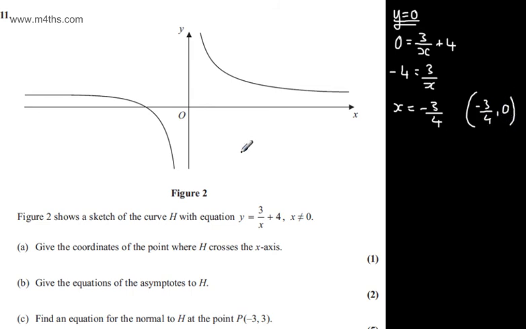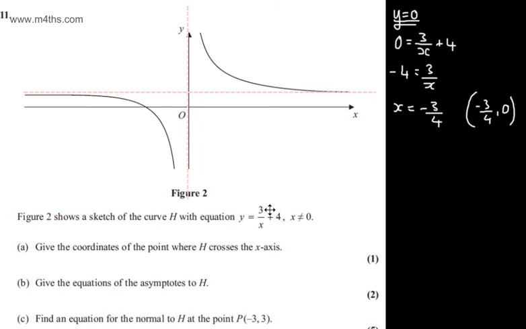In part B, we're asked to give the equations of the asymptotes to h. So let's start off now with the vertical asymptote. The vertical asymptote will not have moved. It's going to be the y-axis, or the line x is equal to 0. If we consider the horizontal asymptote, this is going to be the line y is equal to 4. y can never be equal to 4 as x can never be equal to 0.